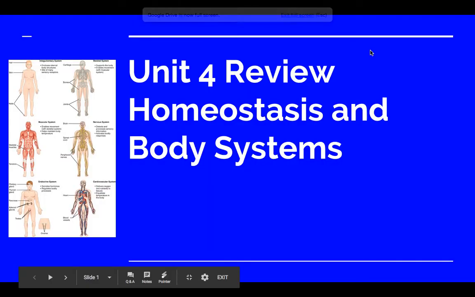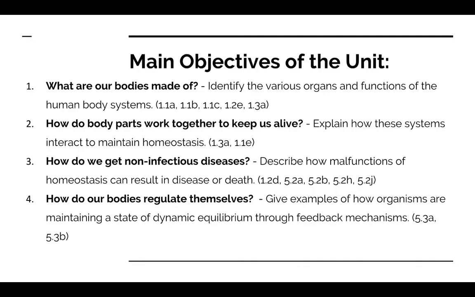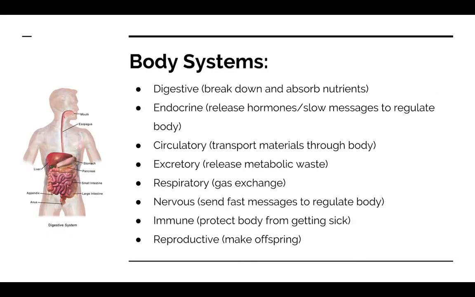Unit 4 review, homeostasis and body systems. As you might remember, the main objectives of this unit are to talk about the different organs and functions of the human body systems, discuss how those body systems interact to maintain that internal balance called homeostasis, describe malfunctions of homeostasis and how they can lead to disease and death, and to talk about how our bodies regulate themselves through feedback mechanisms. So let's break down the different body systems.